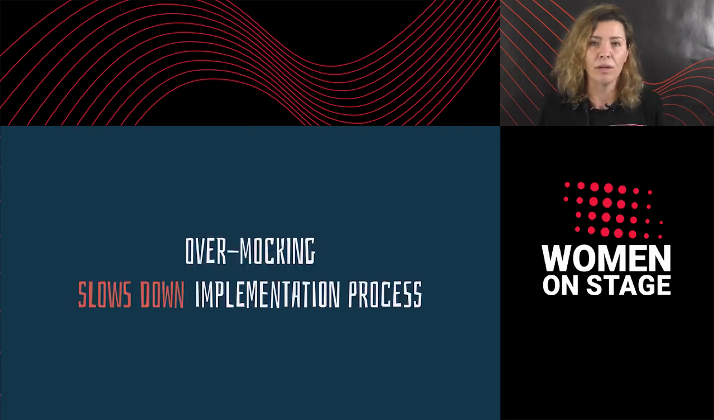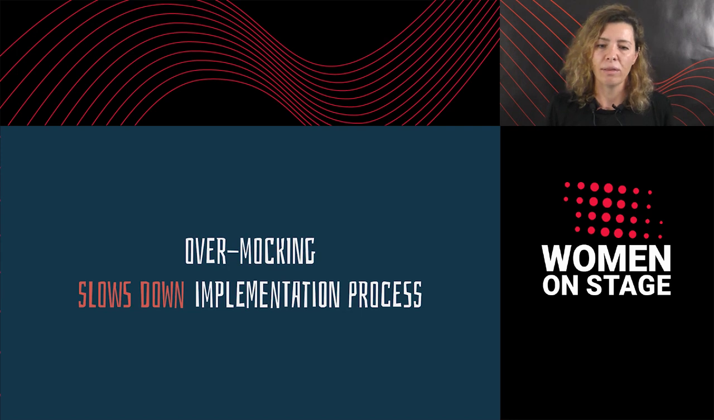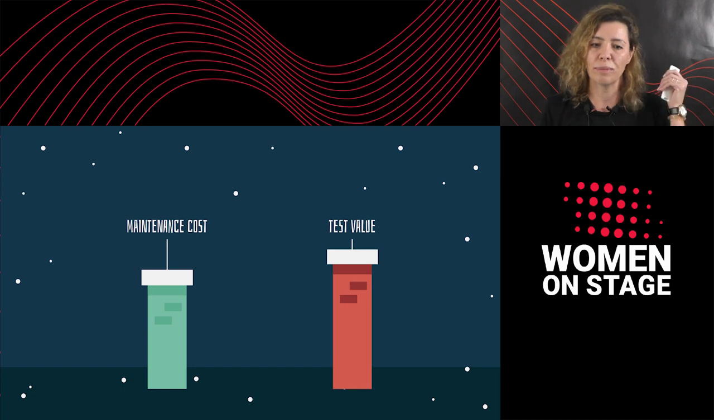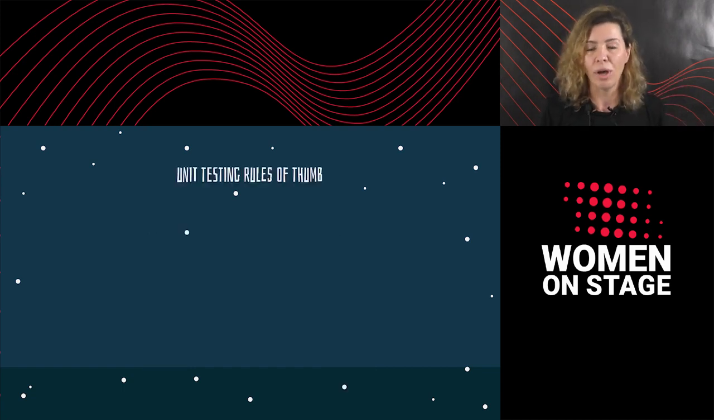On the other hand, the overuse of mocking slows down the implementation process. So, before you write a unit test, consider its value versus its maintenance cost. Or just follow the rules of thumb.